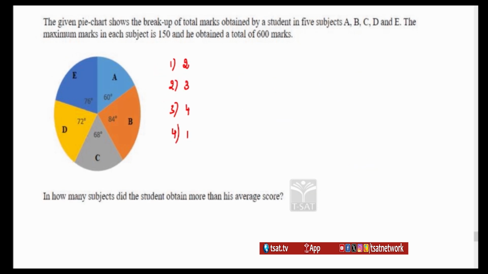Look at the same graph again. He's asking you in how many subjects did the student obtain more than his average score. So don't find out the average score. Don't do 600 by 5. Just do 360. How many sectors are there? 1, 2, 3, 4, 5 sectors. So average degrees is 72 degrees. How many subjects did he get more than the average? He clearly mentioned. Therefore 84 is more than the average. 76 is also more than the average. Therefore only 2 subjects. Answer is 2 here.